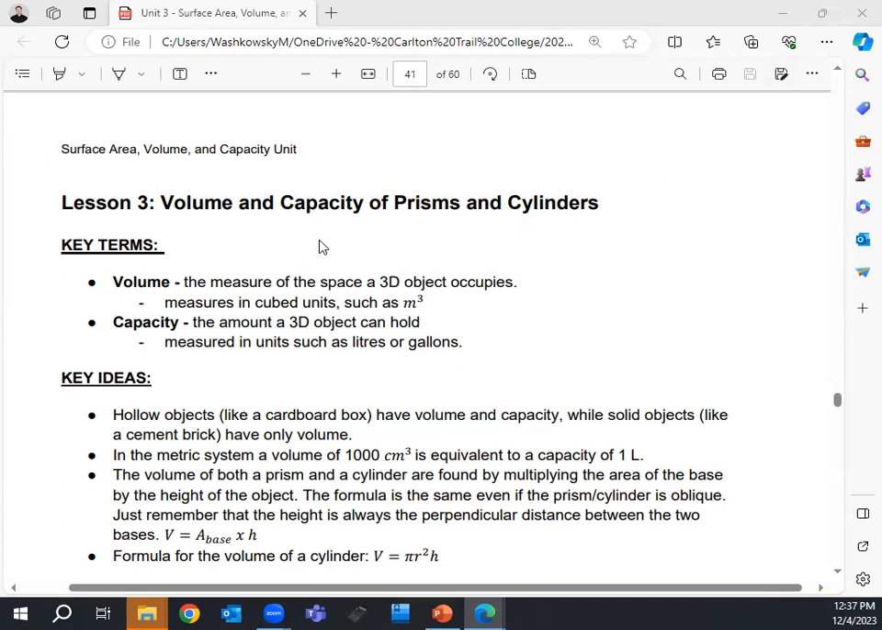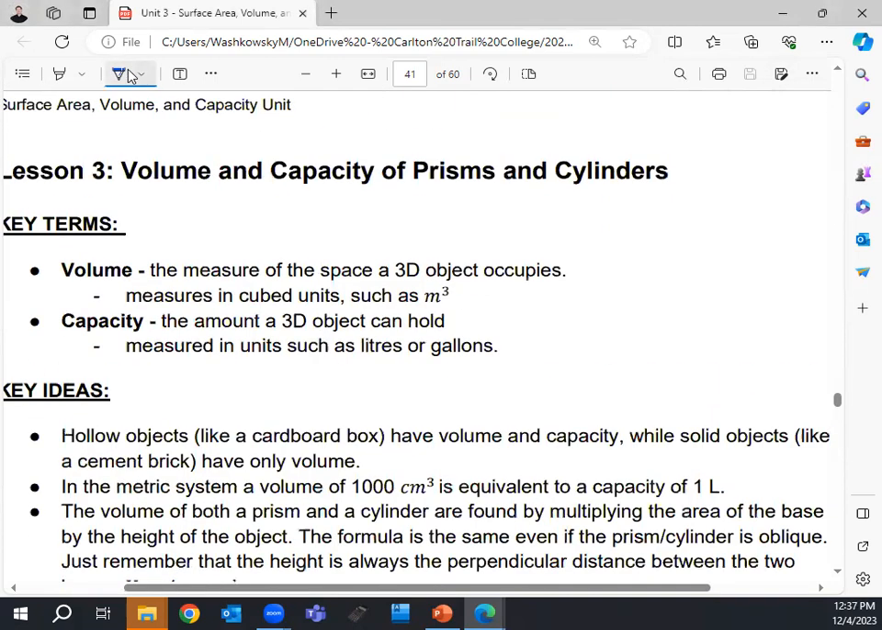So just make sure that you are aware of that fact. And remember, we measure volume in cubed units. For capacity, we look at liters or gallons. We don't say, oh, my juice box holds 250 cubed milliliters. No, it just holds 250 milliliters, right? That's the difference between a volume and a capacity.